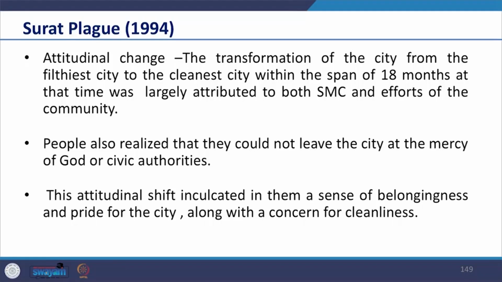We also see that a lot of initiatives were taken for attitudinal change. The transformation of the city from the filthiest city to the cleanest city within the span of 18 months at that time was largely attributed to both SMC and efforts of the community. People also realized that they could not leave the city at the mercy of God or civic authorities. This attitudinal shift inculcated in them a sense of belongingness and pride for the city, along with a concern for cleanliness.